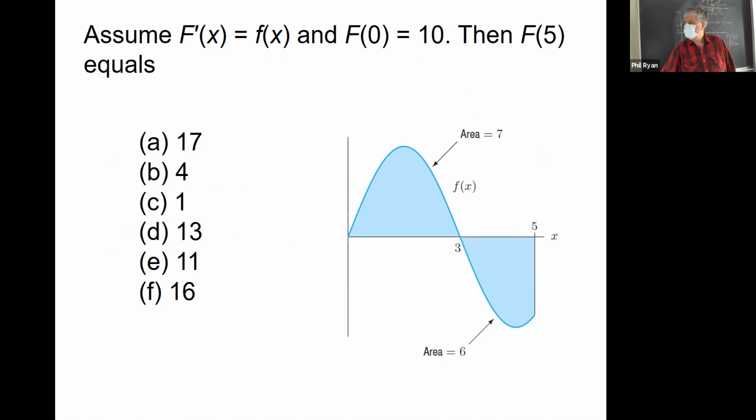Can we read this question? Assume here we've got some antiderivative and that F of 0 is 10. So F of 0 is 10. What does capital F of 5 equal? Everyone, don't say anything, just think about it for a moment.